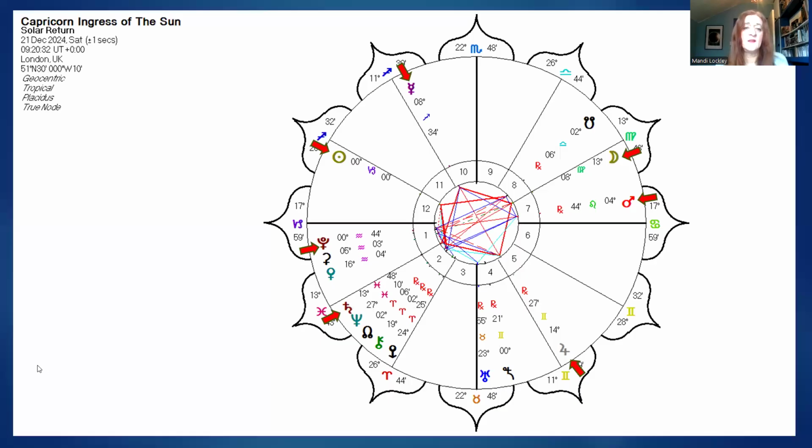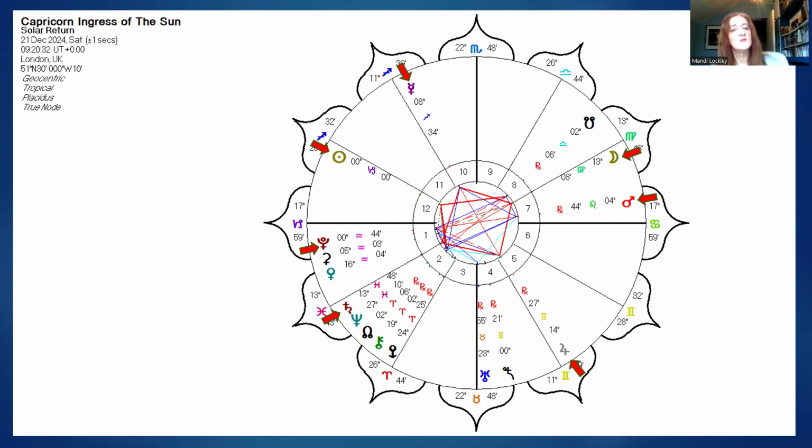As I said, it's when the sun goes into the cardinal sign of Capricorn. The cardinal signs are the signs that are more go-getting. They have lots of energy. So there's lots of energy in this chart. They want to get things moving. They want to start things.